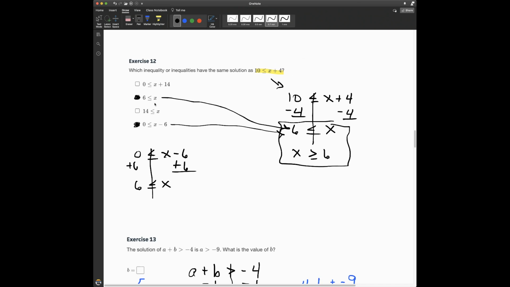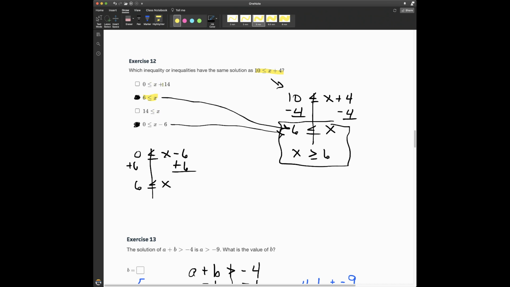For number 12, which inequality or inequalities have the same solution as this? Well, I need to figure out what the solutions are. So it's 6 is less than or equal to x, which I see right here. Right? That's one of them. When I look at the other ones, 14 is less than or equal to x. That's not going to work.